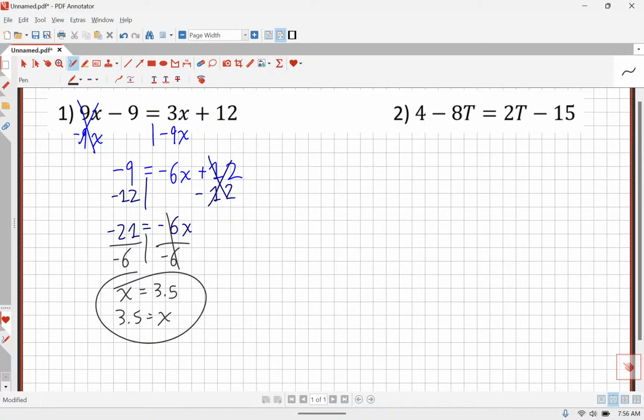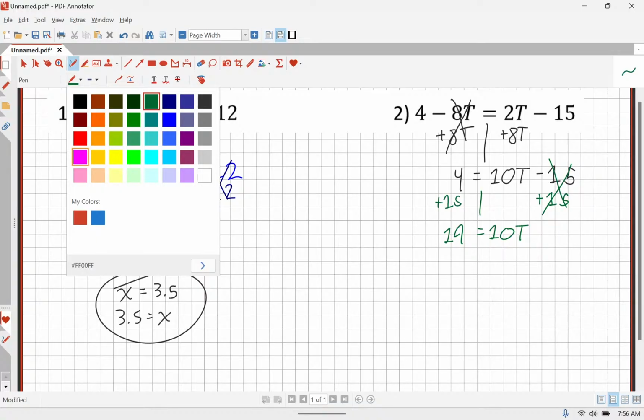Jace, on number 2, what would be your first step? What would you try to do? Yeah, add 8t to both sides. Because that'll give me 4 equals 10t minus 15. Now it's just a two-step equation. We're really good with those. Sammy, how would I solve that two-step equation? Yeah, we're going to add 15 to the negative 15 to get rid of it here. Add 15 to this. That'll give us 19 equals 10t. Take it home, Sammy.